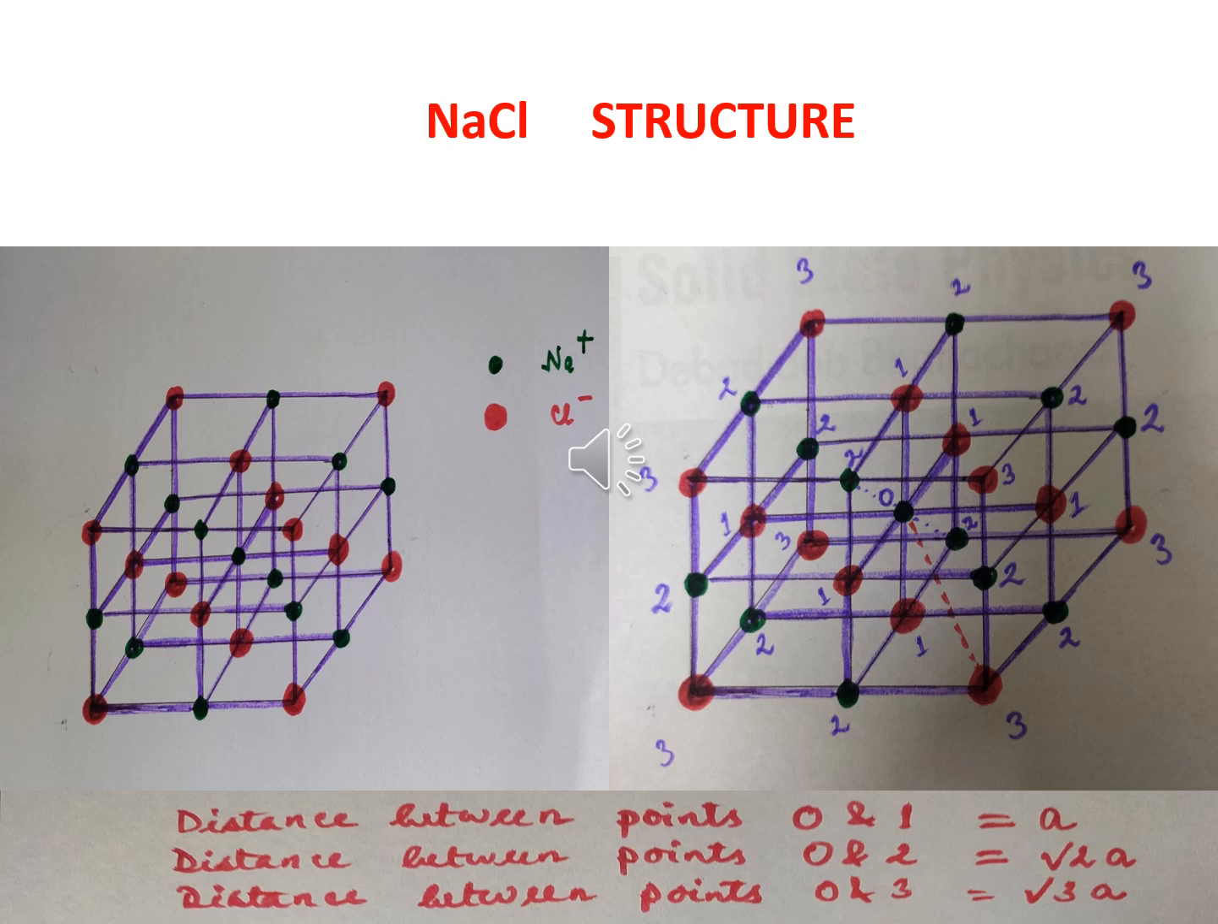And then at a distance of root 2a, there are 12 sodium plus ions. These positions have been marked as 2. And at a distance of root 3a, we have again 8 chlorine minus ions, and these have been marked as points 3. And the 6 chlorine ions, which are at the distance of small a from the reference central sodium plus ion, are the nearest neighbors of the reference ion. The nearest neighbor means the total number of atoms or ions or lattice points at the closest distance.